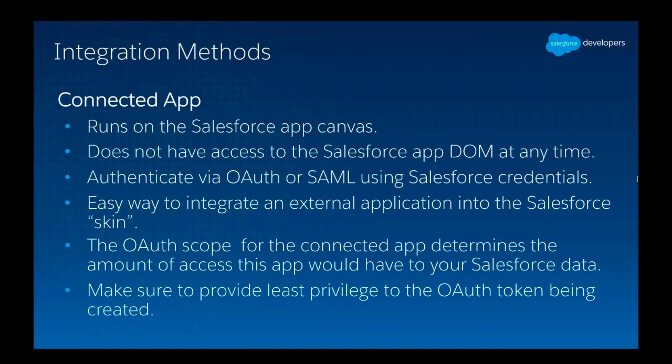What that means, to be more precise, is that if there's any vulnerability within your connected app, it runs in an iframe sandbox environment. So the whole Salesforce data or DOM is not exposed to any kind of security vulnerability. You can provide authentication via OAuth or SAML using the Salesforce credential. So it's an easy way to integrate an external application within the Salesforce Canvas app without any kind of security risk, so to say. The OAuth scope, the one that you're going to use to authorize your application, determines the scope that the external application has access to.